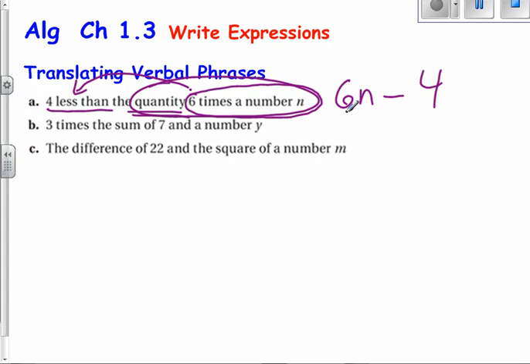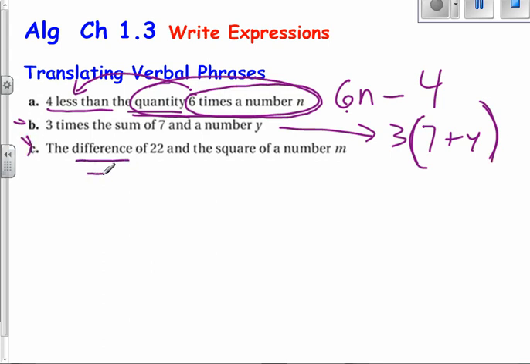Okay. So now let's look at B. It's 3 times the sum of 7 and a number y. So this would be 3 times the sum of 7 and a number y. So that's 3 times, set of parentheses, 7 plus y. And now let's look at C. The difference, which is subtraction, right, of 22 and the square of a number m. So the difference of 22 and the square of a number m.